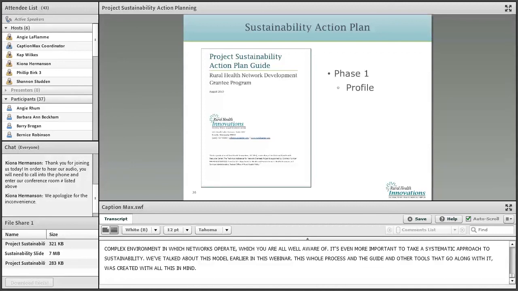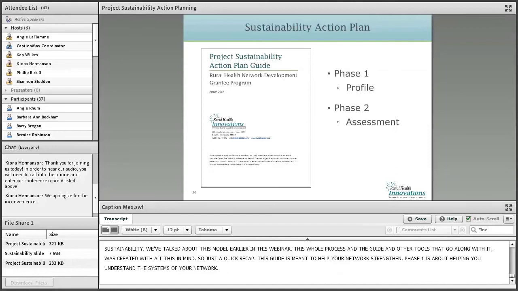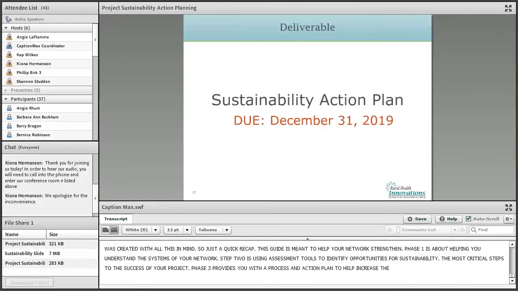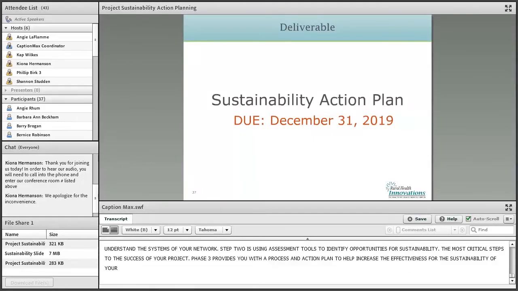So just a quick recap. This guide is meant to help your network determine ways to strengthen your network. Phase 1 is all about understanding the systems of your network. Phase 2 is about using an assessment tool to identify opportunities for sustainability, those things that you and the rest of your stakeholder group identify as most critical to the success of your project. And Phase 3 provides you with a process and some templates to develop action plans to help increase the effectiveness and therefore the sustainability of your project.